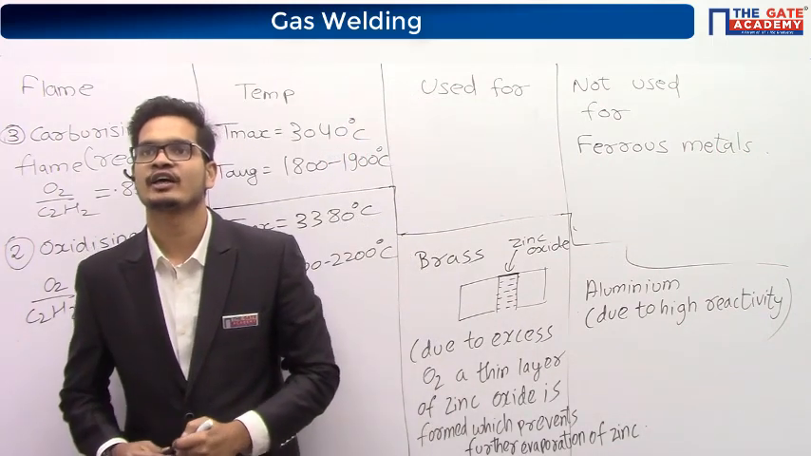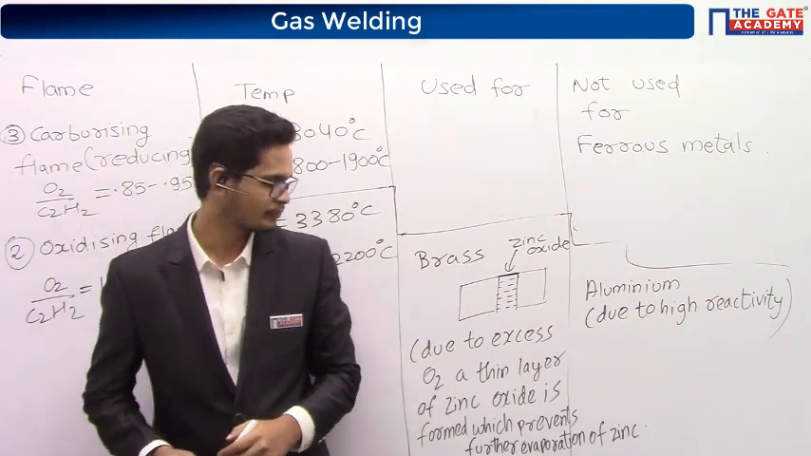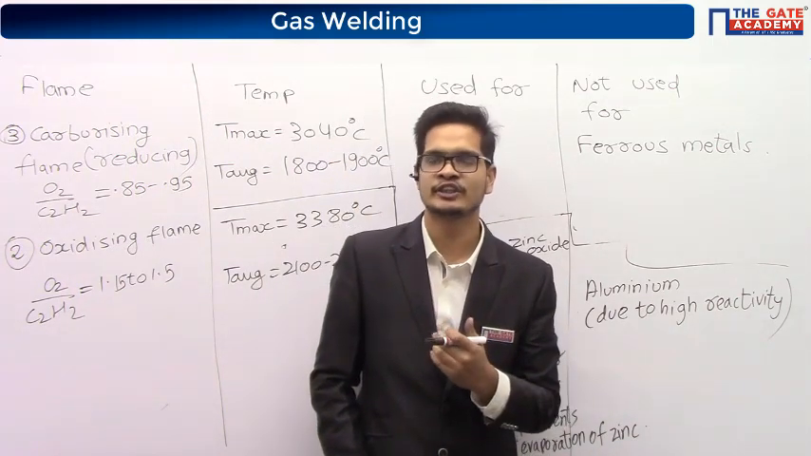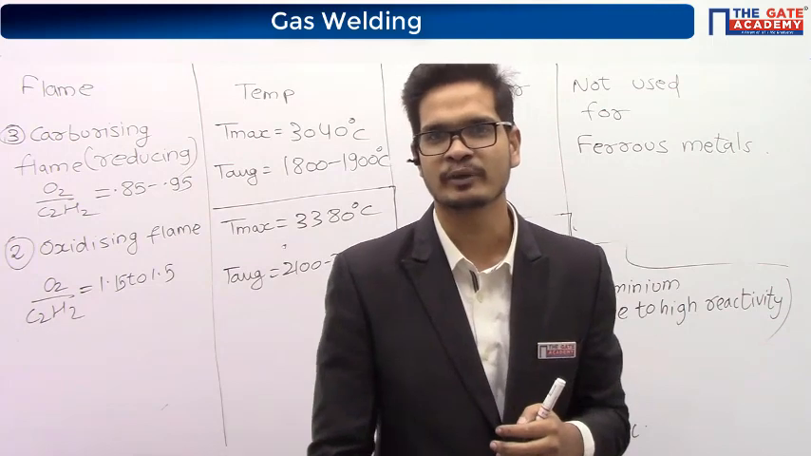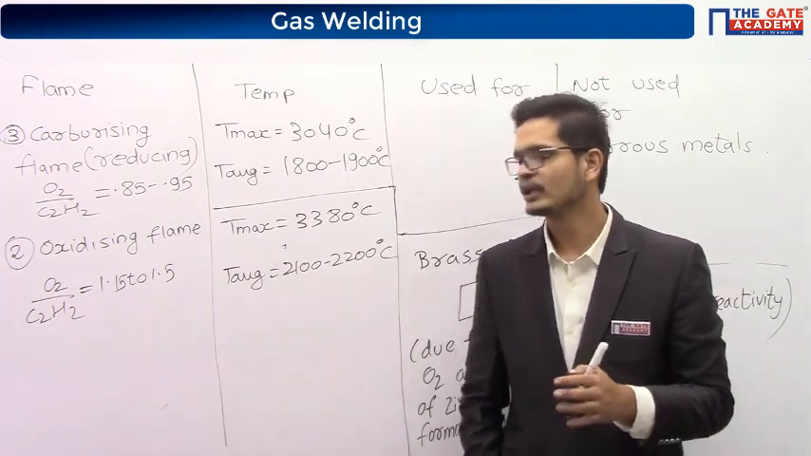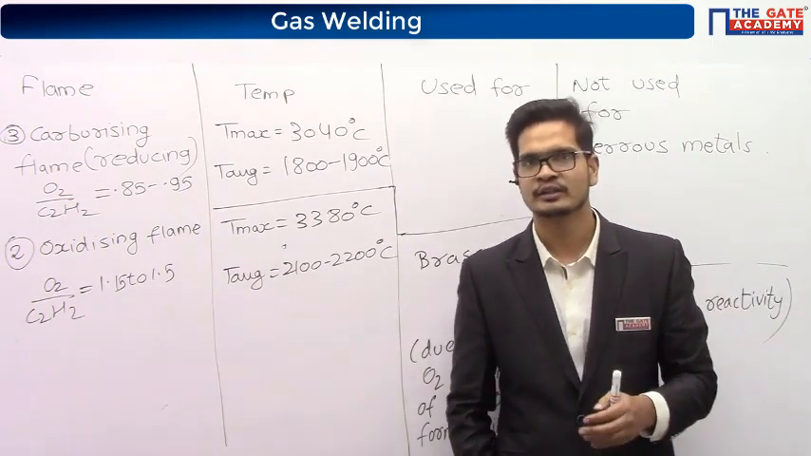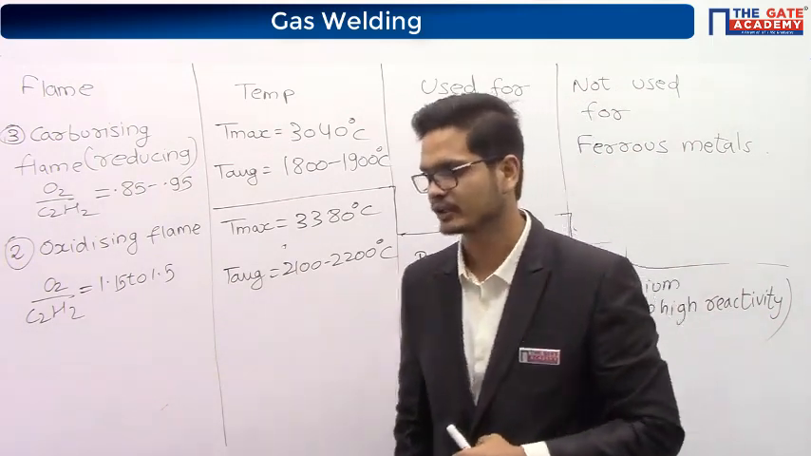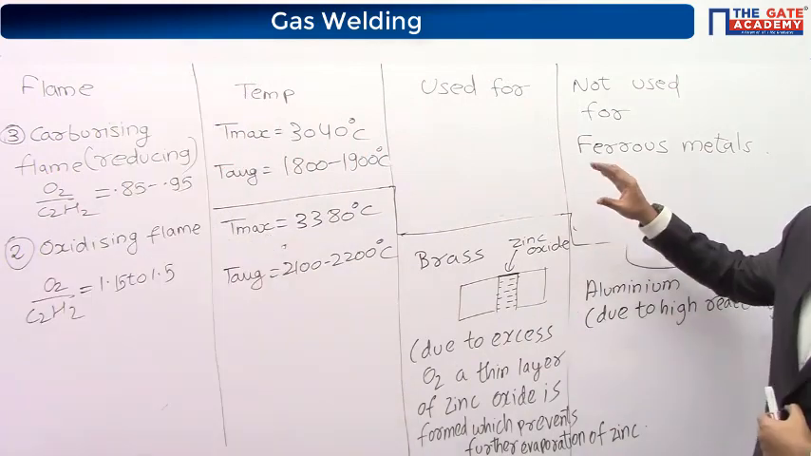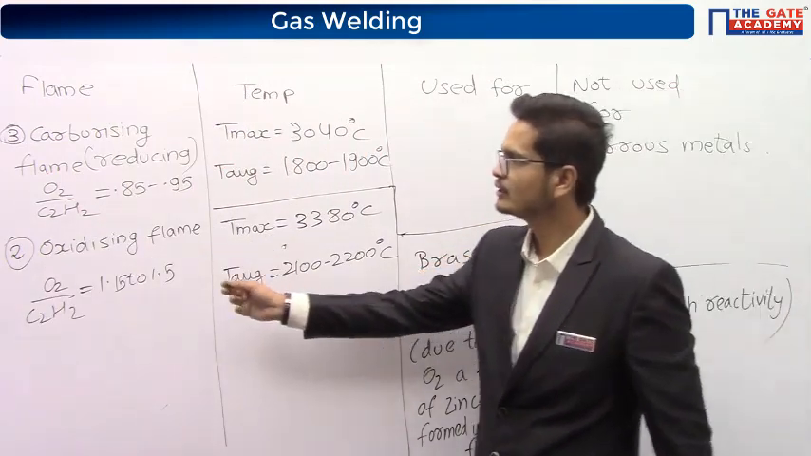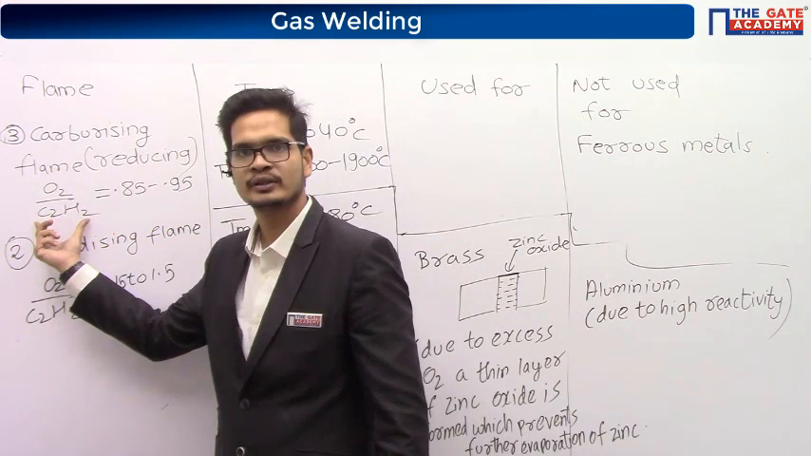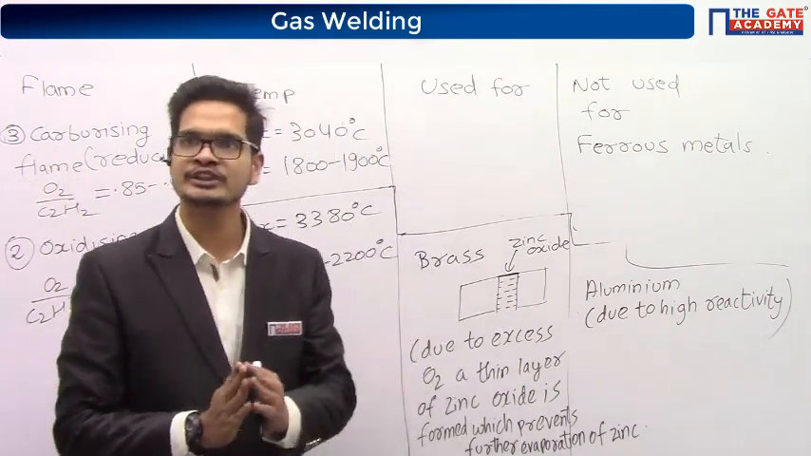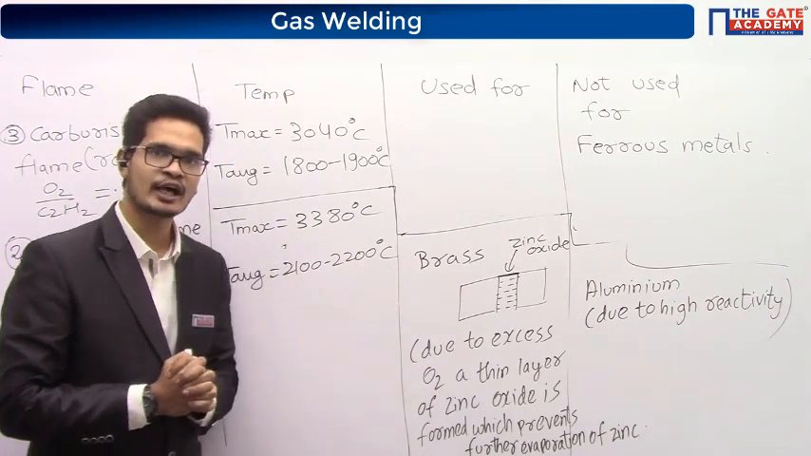Vishal is asking, grey cast iron also requires oxidizing flame? Grey cast iron requires carbonizing flame. Okay, it will depend upon how much percentage of carbon is there. Some grey cast iron requires oxidizing, some requires carbonizing. So you can see here, we are having more carbon compared to oxygen, so it means the flame is rich in carbon.